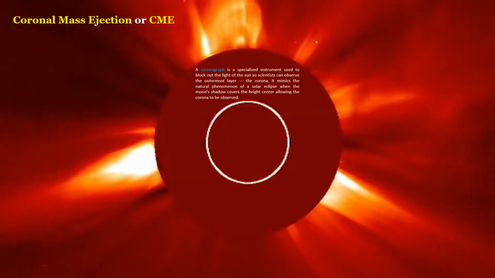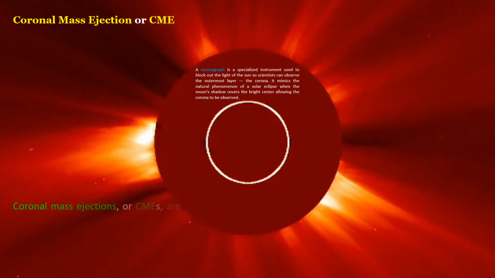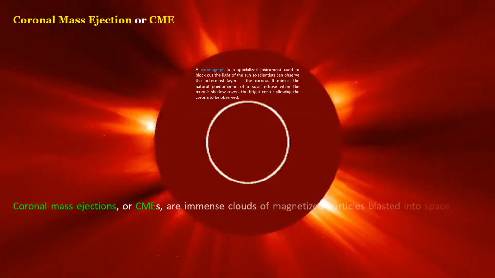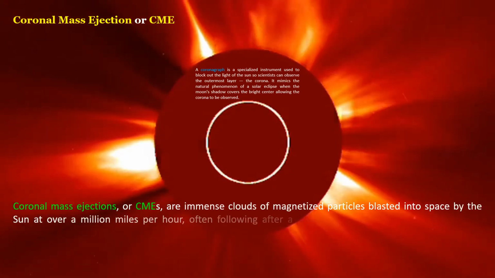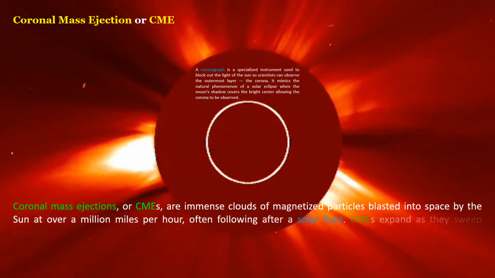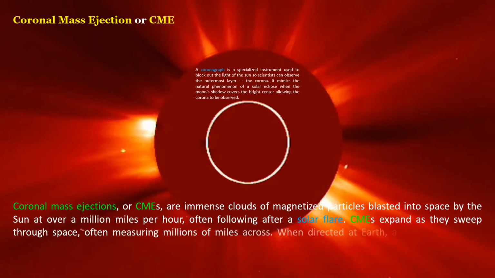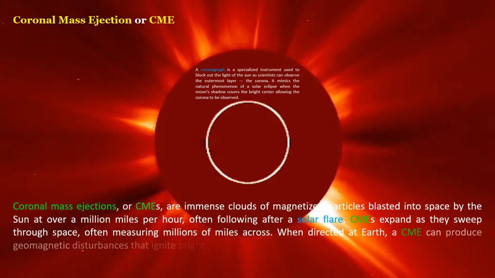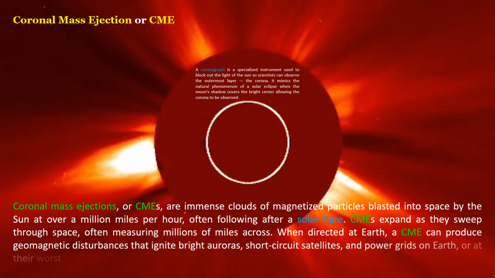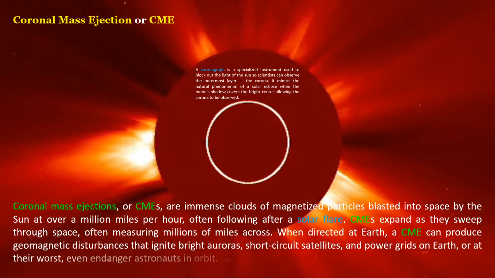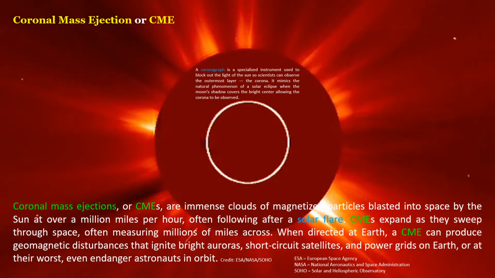Coronal mass ejection, or CME. Coronal mass ejections, or CMEs, are immense clouds of magnetized particles blasted into space by the Sun at over 1 million miles per hour, often following after a solar flare. CMEs expand as they sweep through space, often measuring millions of miles across. When directed at Earth, a CME can produce geomagnetic disturbances that ignite bright auroras, short-circuit satellites and power grids on Earth, or at their worst, even endanger astronauts in orbit.